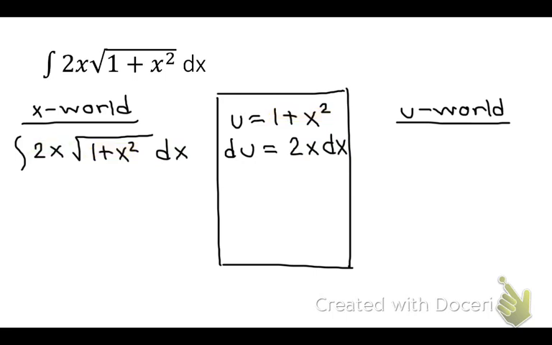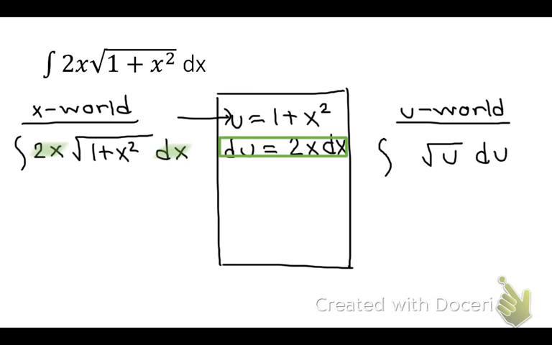So let's bring it all through. The integral of 2x times the square root of 1 plus x squared dx comes over into U world as the integral of the square root of u. There's my square root of 1 plus x squared. And now I still need to make sure that I bring over my 2x dx. But if we look in this box, 2x dx equals du. So we're going to bring that over as du.